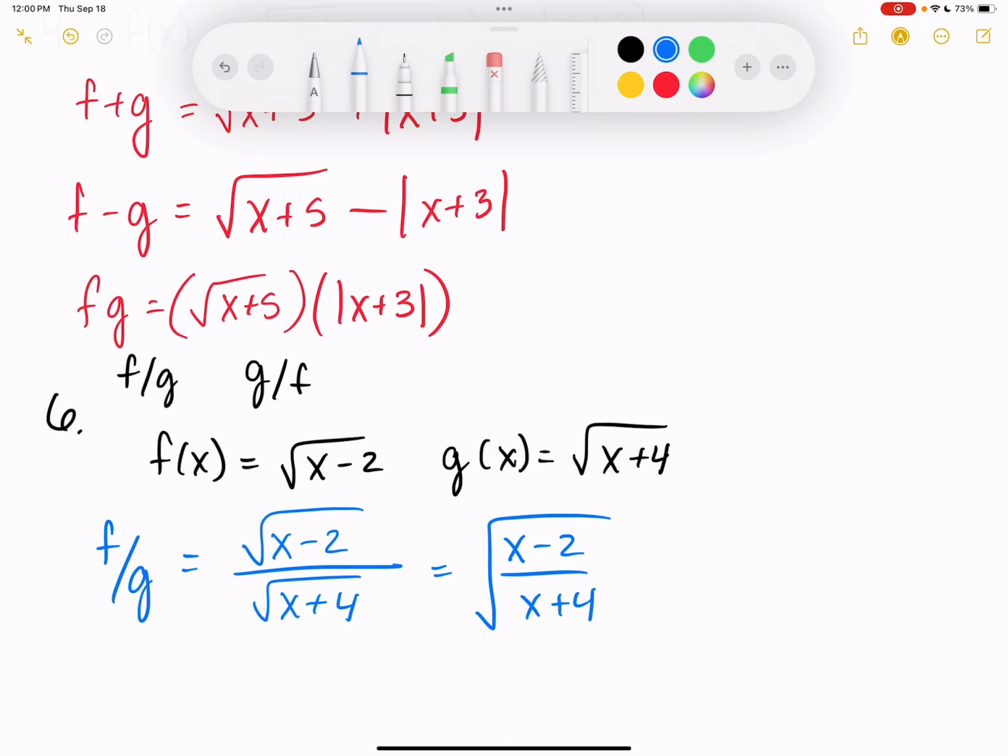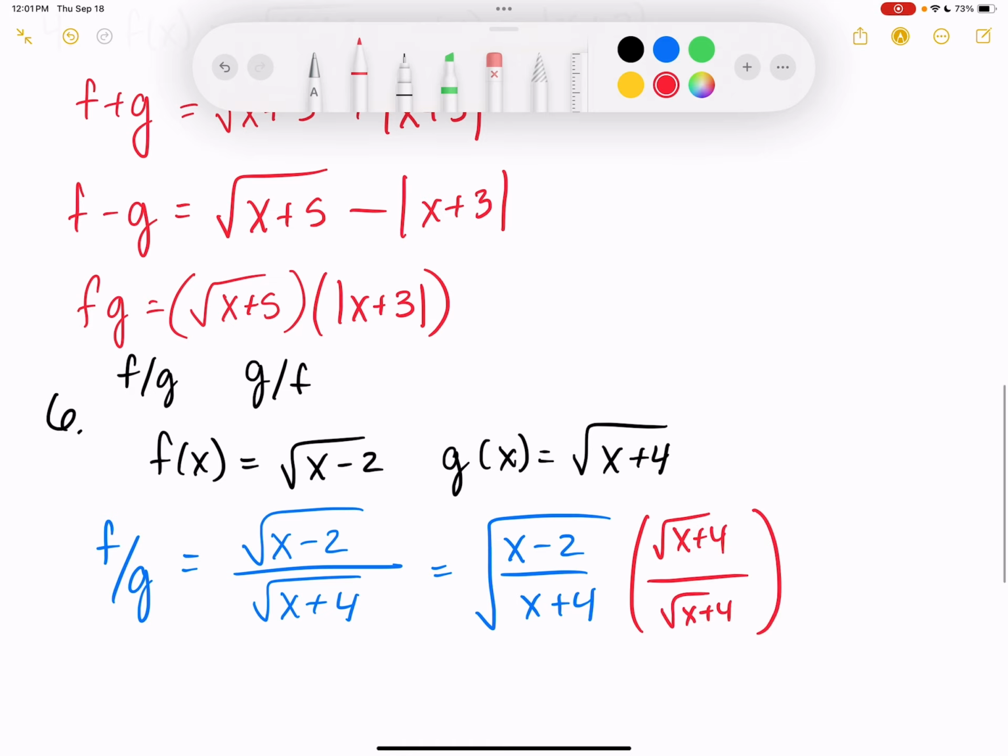Now, technically speaking, can I leave a square root on the bottom? No. You can't. For the sake of just these problems right now, I'm going to let you, because it's going to take you a very long time to potentially do them if you have to sit there and multiply everything through. Now, technically, I would multiply top and bottom by the square root of x plus 4.